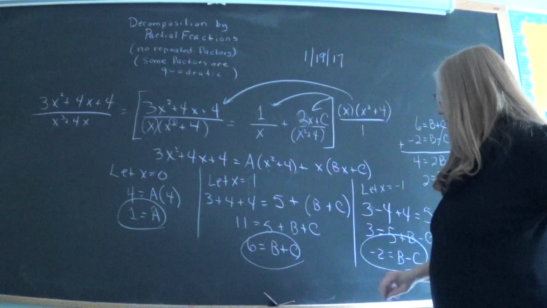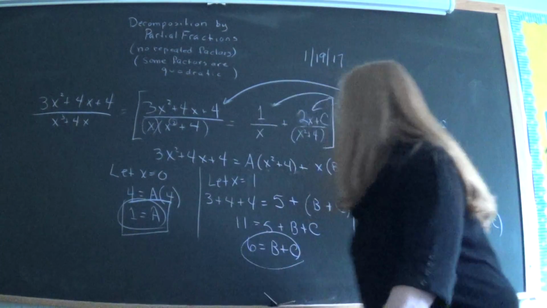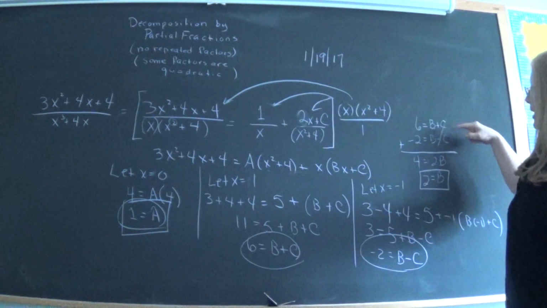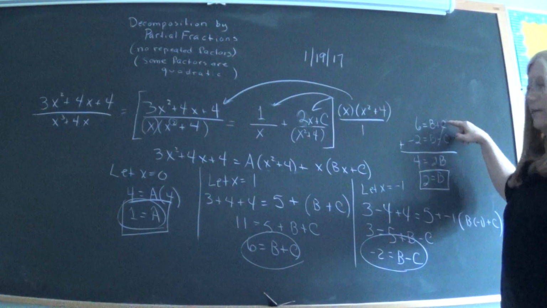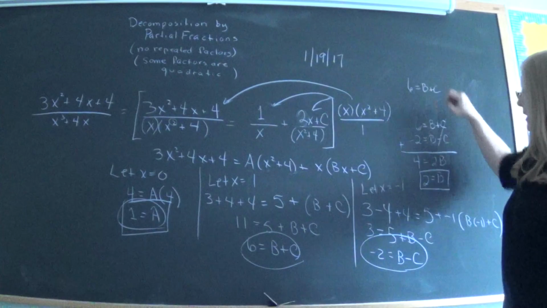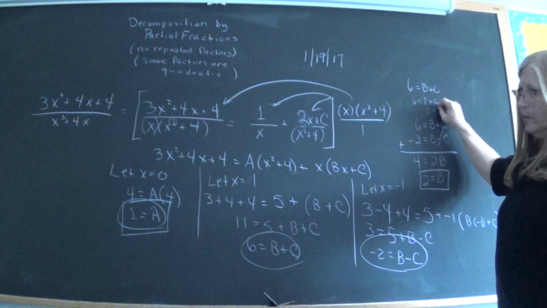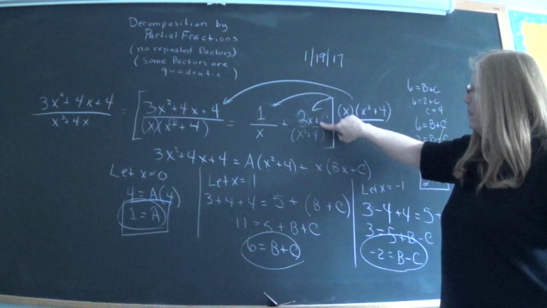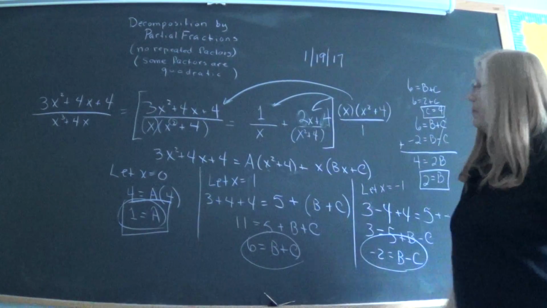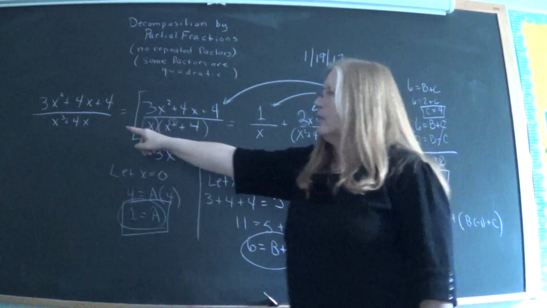Where was my first answer? 1 equals a. I'll put it in a box. And this is in a box. So all I need now is c. But I can use either of these statements. So 6 equals b plus c. But now that I know b, 6 equals 2 plus c, or c equals 4. So that is my third unknown constant. So that is the decomposition of this original problem.